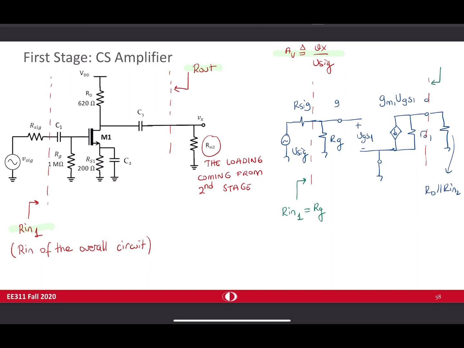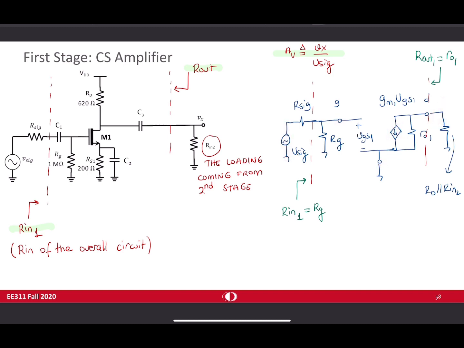Rout is quite obvious again. Rout1 is ro1. How do you find it? When finding the output resistance, kill independent sources, which means that Vg is grounded, Vs is grounded. VGS1 is equal to 0, so this is like an open circuit. And the resistance that you see from here will be ro1.